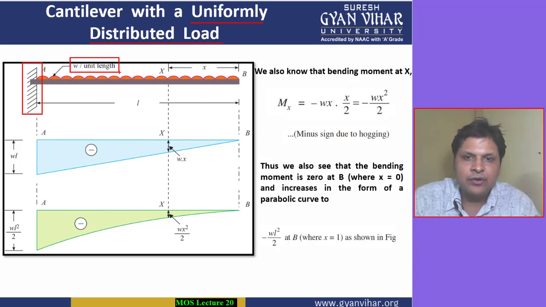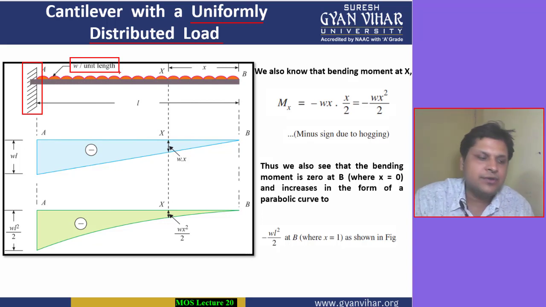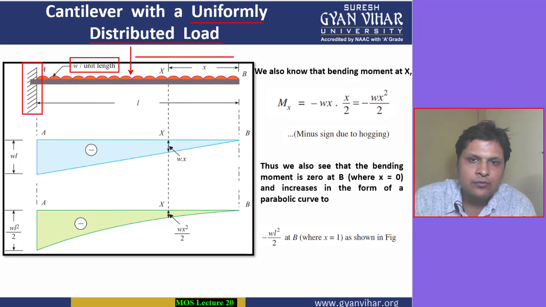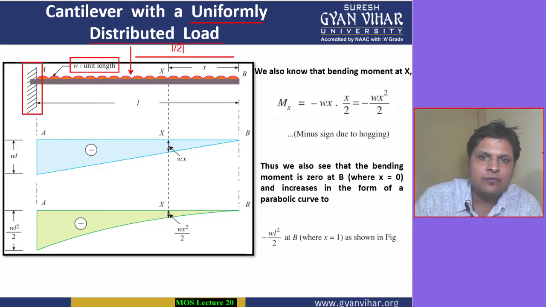Then, as I have already told you, in the case of uniformly distributed load, students, what we do, we suppose that whole of this UDL is acting at some point, and that point is generally the center of gravity of the whole load. If the load is acting on whole of the beam, then we can say that its center of gravity will lie at a distance L by 2 from one side.